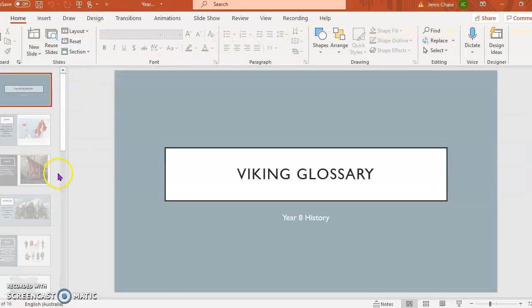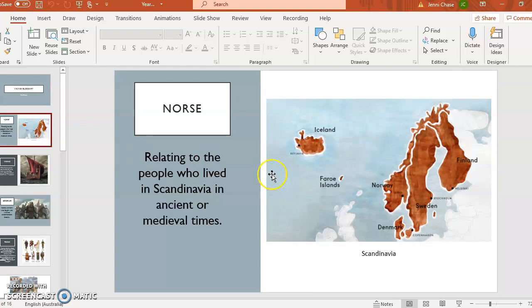Okay, so Viking glossary, just to make you aware, we will be learning more words as we go. So this definitely isn't the be all and end all, but this is just some overview words for you. Okay, so first word is Norse. Okay, so this word relates to the people who lived in Scandinavia in ancient or medieval times.